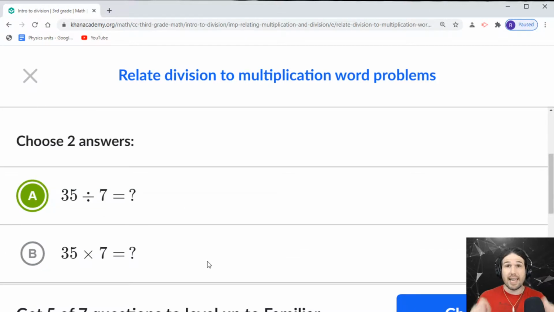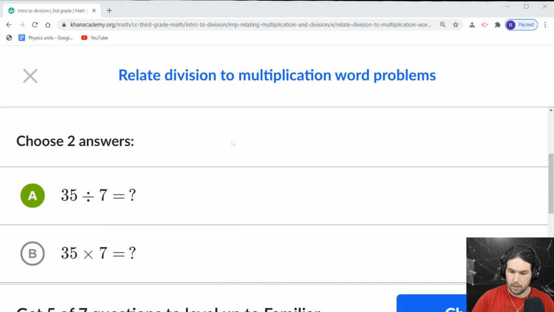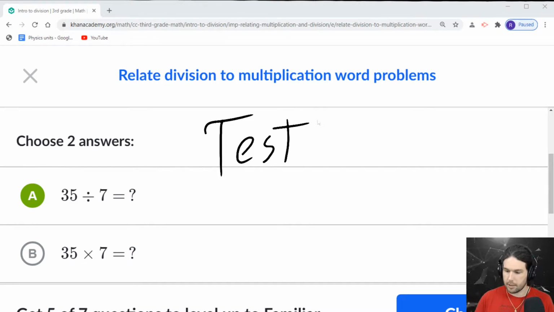But we could also say, and this is important, and I'm going to make sure my whiteboard actually works right now. Awesome, it does.